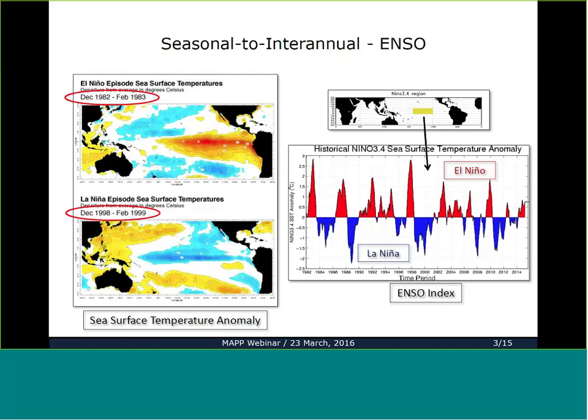You can quantify these variations by taking an index in the tropical Eastern Pacific, highlighted in this yellow region in the top right diagram, called Niño 3.4. If you just take the sea surface temperature over that region and plot the observed time series, it looks something like the bottom right diagram.